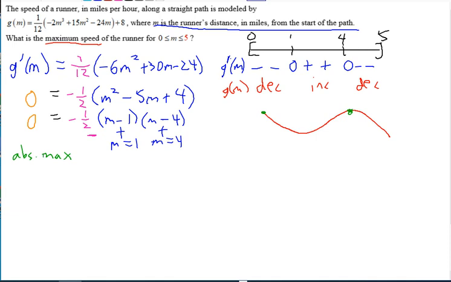So we have to compare g of 0, which you can see if you substitute in 0 for m, that's going to wipe out all these terms here except for the plus 8. So that's just going to be 8. And then we need to compare that with g of 4.